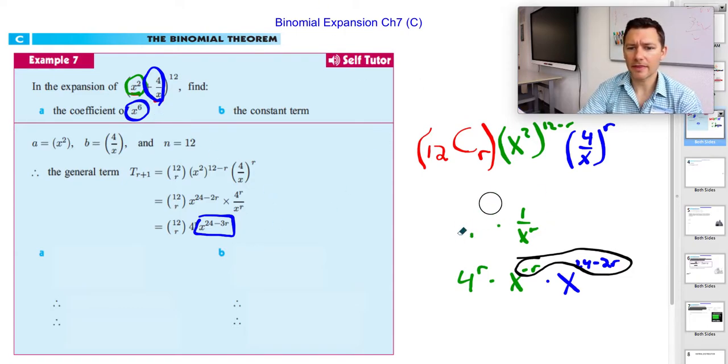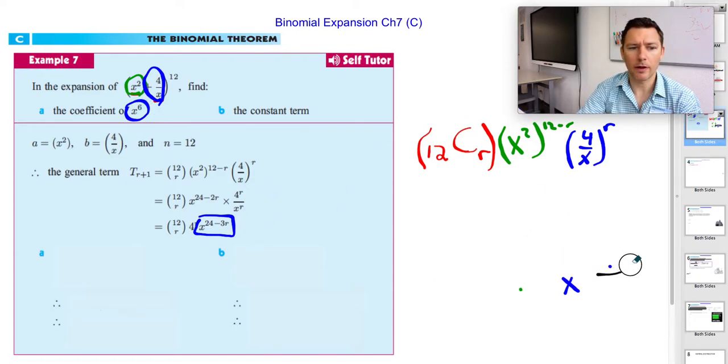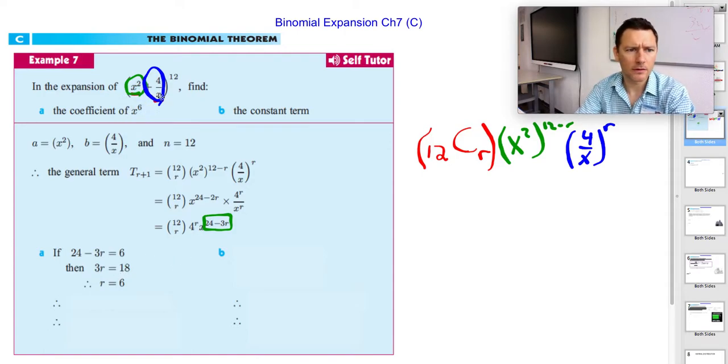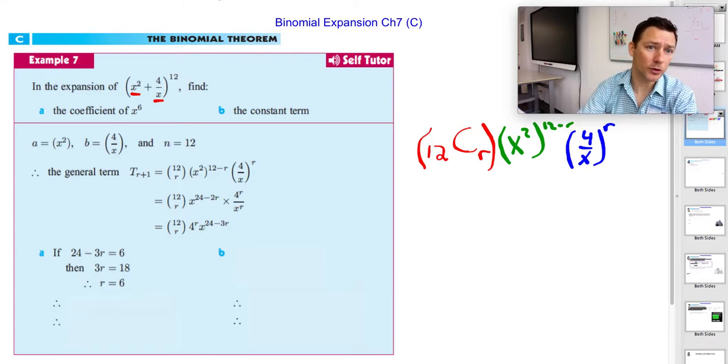So we can say that that exponent, the 24 minus 3r, should be equal to 6. So we can set just this equal to 6, and that's what they did here, I believe. So they want this exponent to be equal to 6. So 24 minus 3r has to be equal to 6. And then they solve for r, which tells you which term number you want.